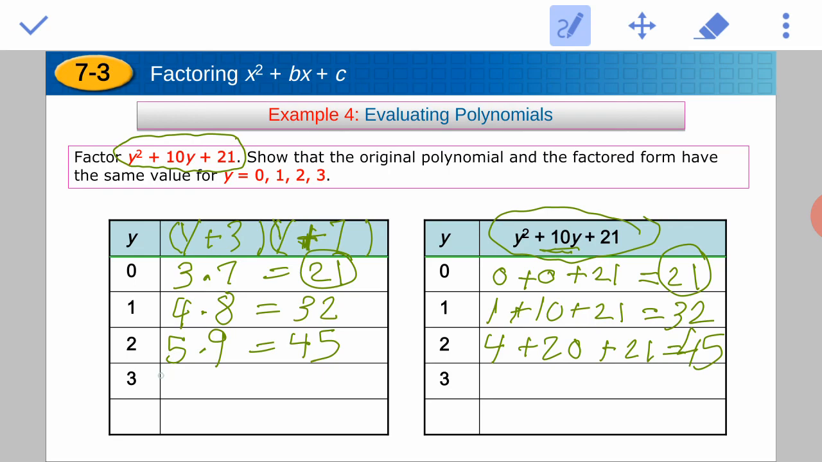Same answer. Finally, I'm going to plug 3 in the factored form. 3 plus 3 simplifies to 6, 3 plus 7 simplifies to 10. This product equals 60. And when I plug 3 in the polynomial form, 3 squared is 9, and 3 times 10 is 30, plus 21. 9 plus 21 is 30, and 30 plus 30 is 60. Same answer, because the polynomial form and the factored form are equivalent.